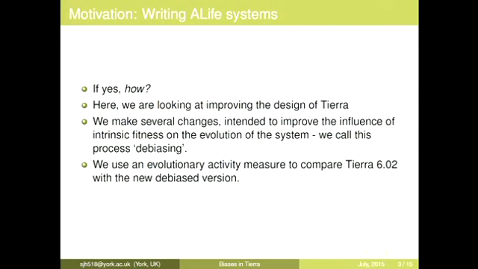Now this word improving is a little bit of a weighted term. Cleaning might be a better way of looking at it. I'm going to talk about several changes intended to improve the influence of the intrinsic fitness on the evolution of the system. And this is basically the ability of the Tierran individuals to self-replicate based on their own properties in their own genome, rather than properties that are existing in the software environment. I'm going to call this process debiasing, but I've got a few things to say about that in a moment.